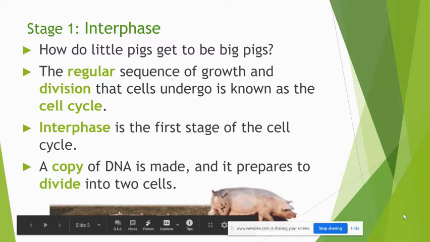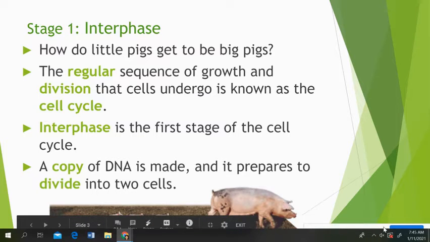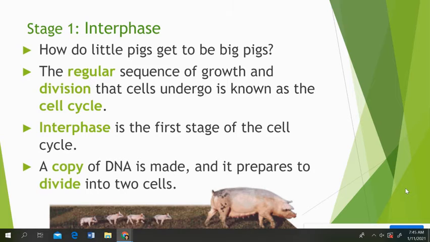So the way we're thinking about it is with like little baby pigs and how they start out really little and then get really big. Or if you've ever had like a puppy or a kitten, you know how little they are and then they get huge. So the cell cycle is defined as the regular sequence of growth and division that cells undergo.